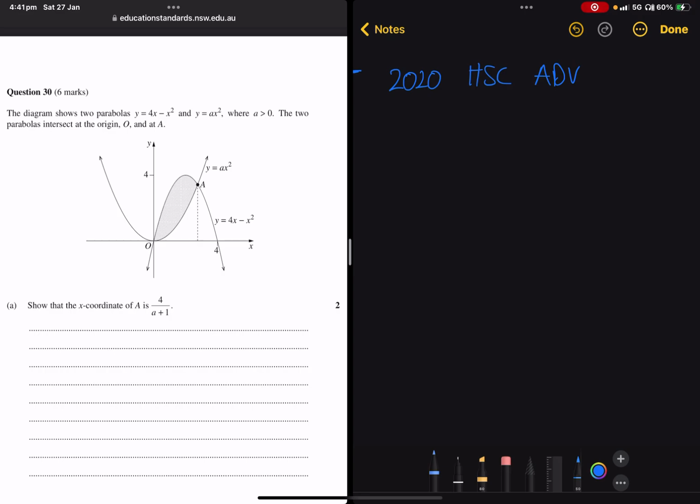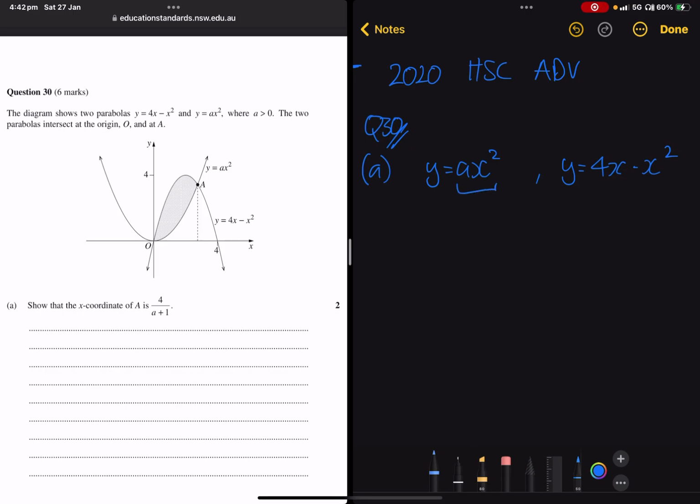We're told that a is greater than 0. The two parabolas intersect at the origin O and a point A. Show the x-coordinate of A is 4 on a plus 1. Okay, so we know that we have two parabolas here. So this is question 30, part a. We have y equals ax squared, and we have y equals 4x minus x squared. So we need to find where they intersect.